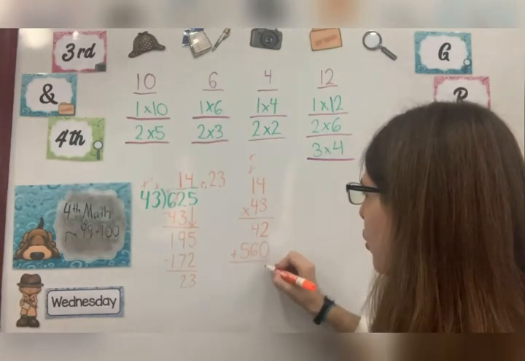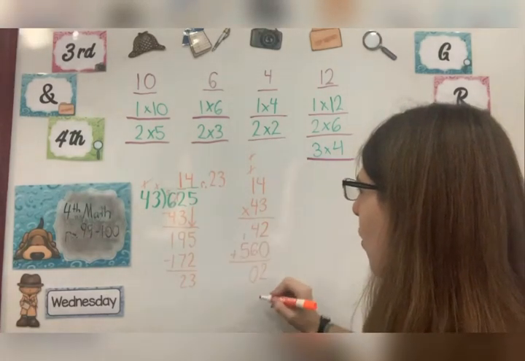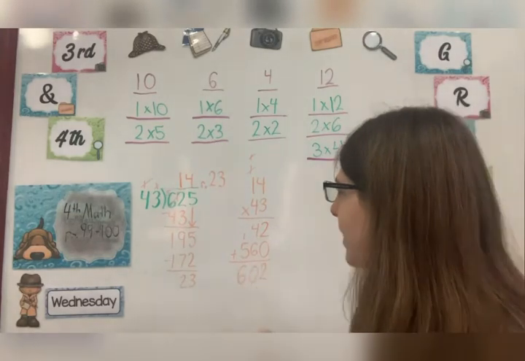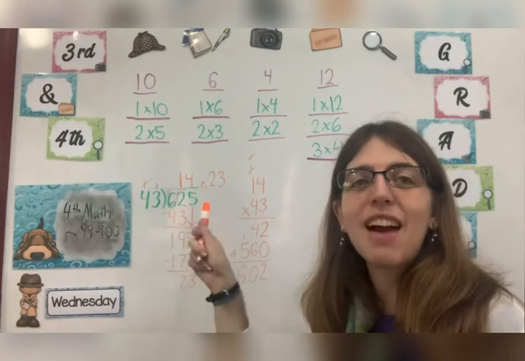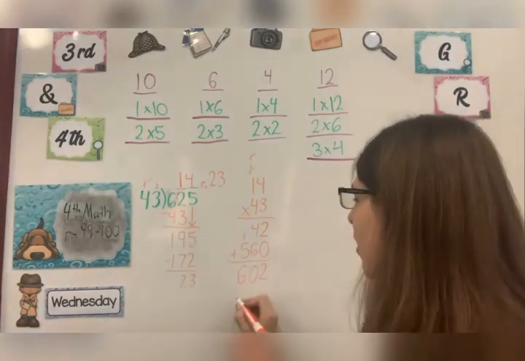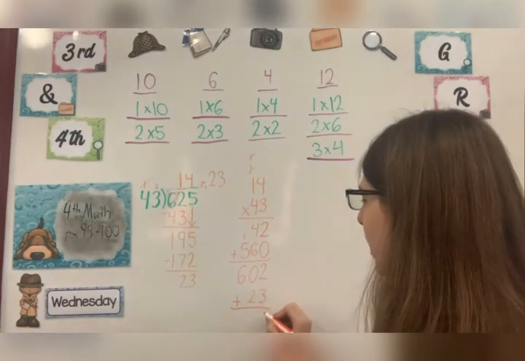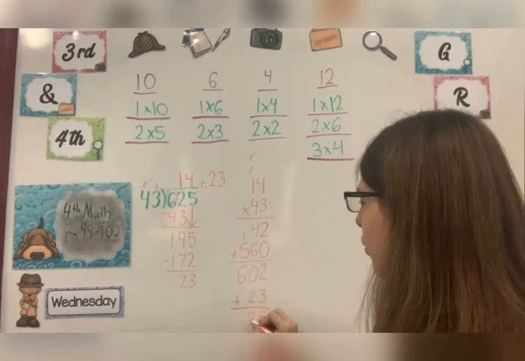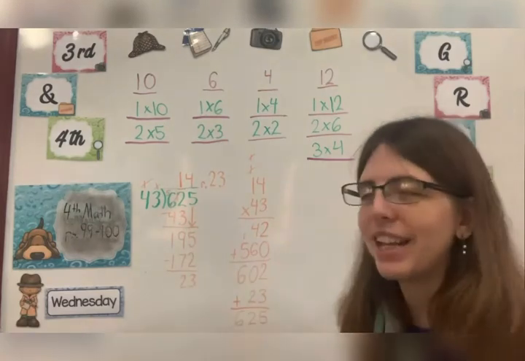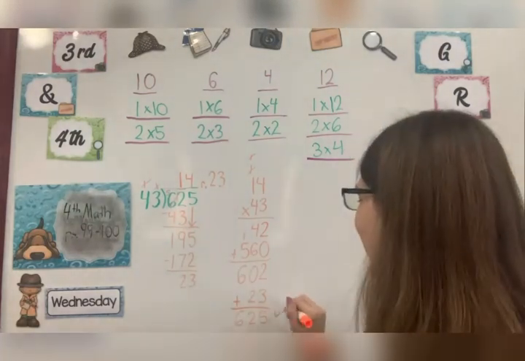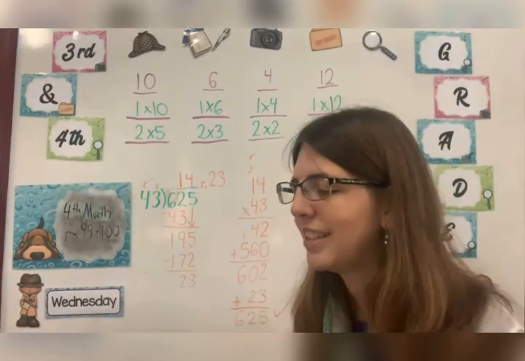Add that up. 2 plus 0 is 2. 4 plus 6 is 10. Carry the 1. 1 plus 5 is 6. 602. Am I done? No, because I have a remainder. So when I get this answer, I have to add my remainder. 2 plus 3 is 5. 0 plus 2 is 2. And 6 down at the bottom. So does 625 match my answer? Yes. So I know it is correct. All right, so that's how you'll do letters A and C as well.